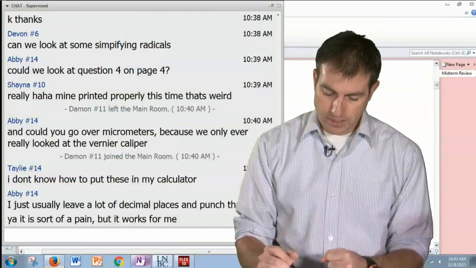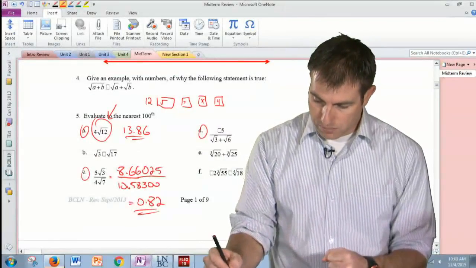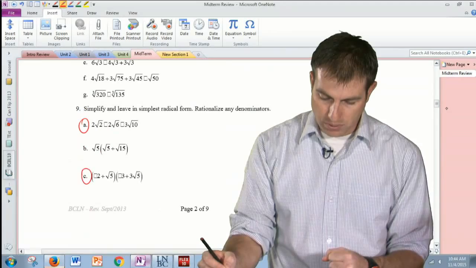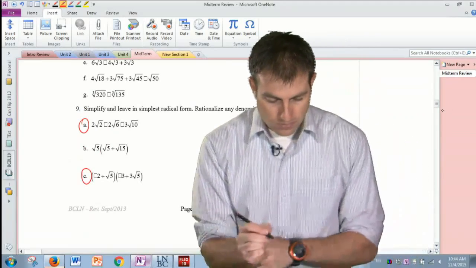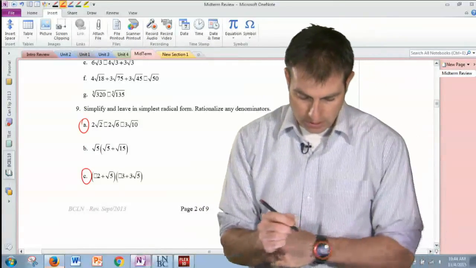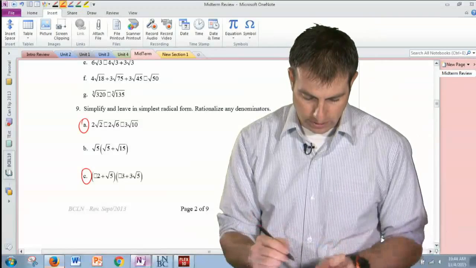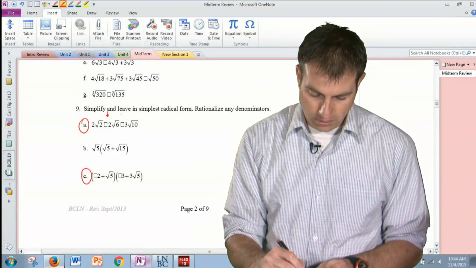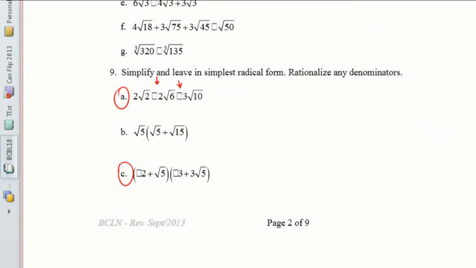So let's just meander on down to the next spot here. Simplifying, leave in the simplest radical form. I'm not sure why this all of a sudden didn't work. I think it was working before. Can anyone tell me what sign is in here and what sign is in here? That would be stupendous.